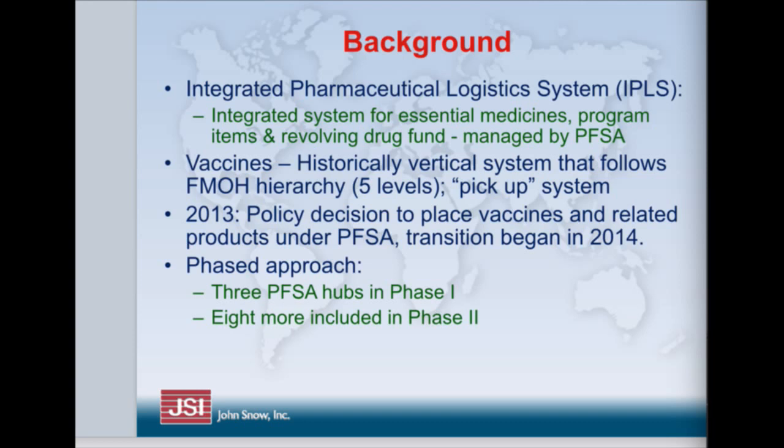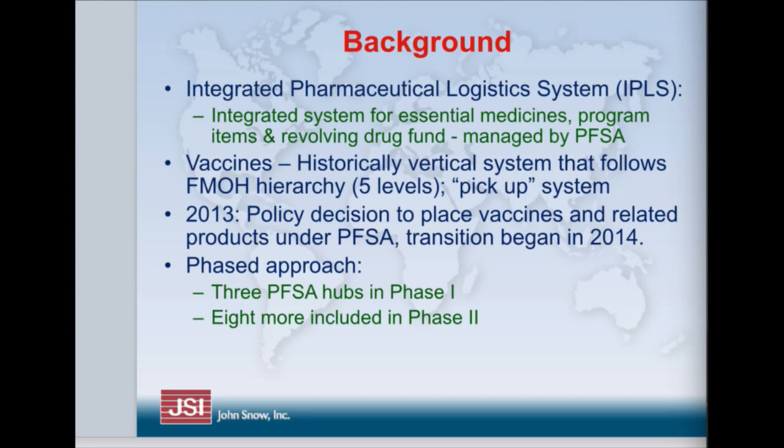To show you the structure of PFSA, we have several warehouses in Addis, and we have around 11 hubs all over the country, and there are around 6 hubs under construction. So PFSA is delivering essential drugs and other commodities to public health facilities.